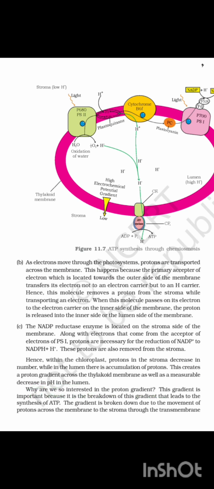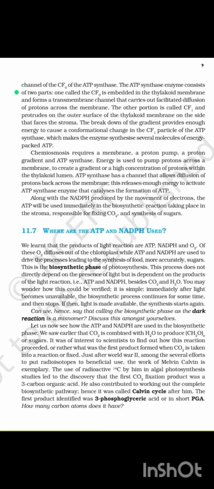Why are we so interested in the proton gradient? This gradient is important because it is the breakdown of this gradient that leads to the synthesis of ATP. This gradient is broken down due to the movement of protons across the membrane to the stroma through the transmembrane channels of the CF0 of the ATP synthase.